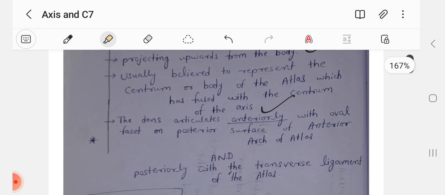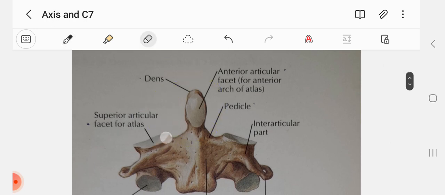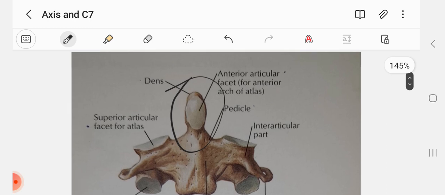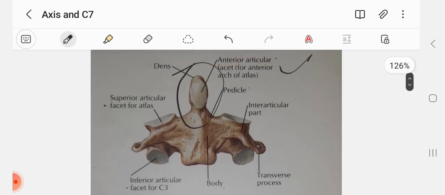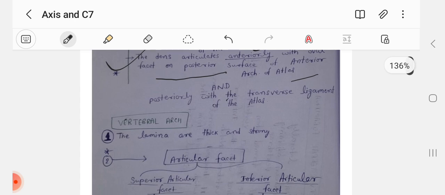The dens articulates anteriorly with the oval facet on the posterior surface of the anterior arch of the atlas. If you look at this image, this is the dens. In the anterior view, we see the anterior articular facet. This anterior articular facet articulates with the anterior arch of the atlas, which has a facet on its posterior side, and posteriorly with the transverse ligament of the atlas.